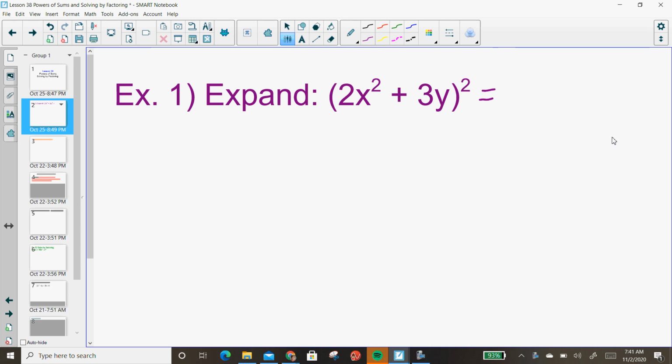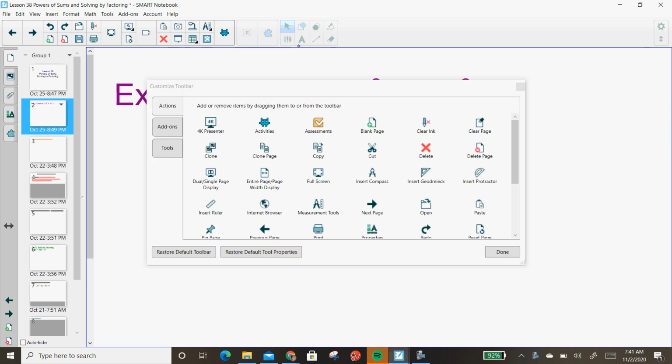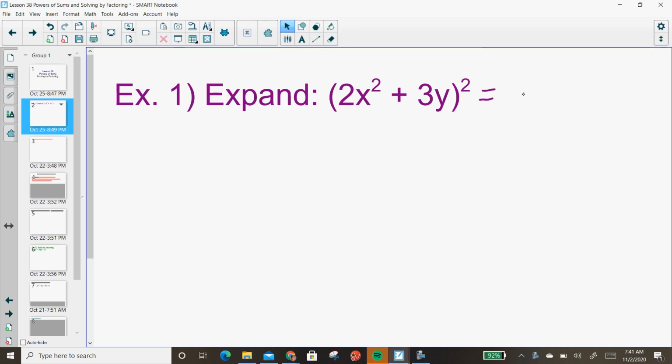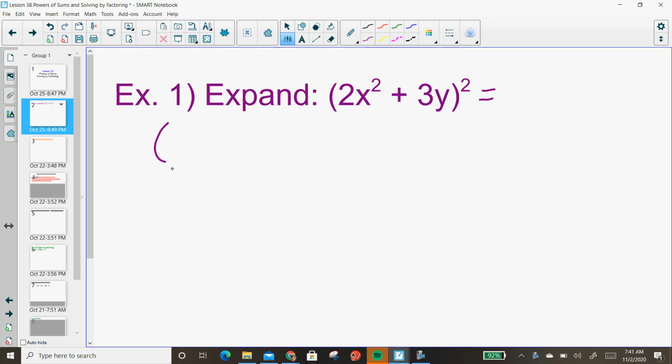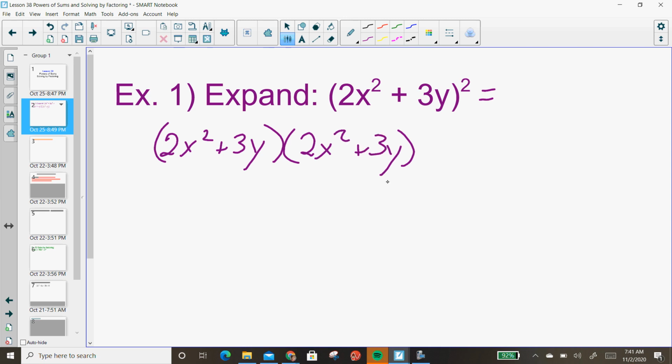Whenever you have parentheses to a power, what I want to see you guys doing is to write out the parentheses. Since it's parentheses squared, we're going to write parentheses times parentheses. Put in whatever we have inside of it into both of those parentheses, or however many parentheses you have. And then we are going to FOIL that.